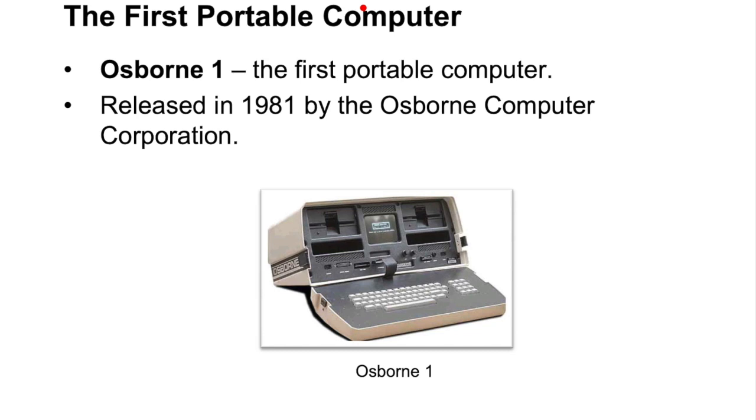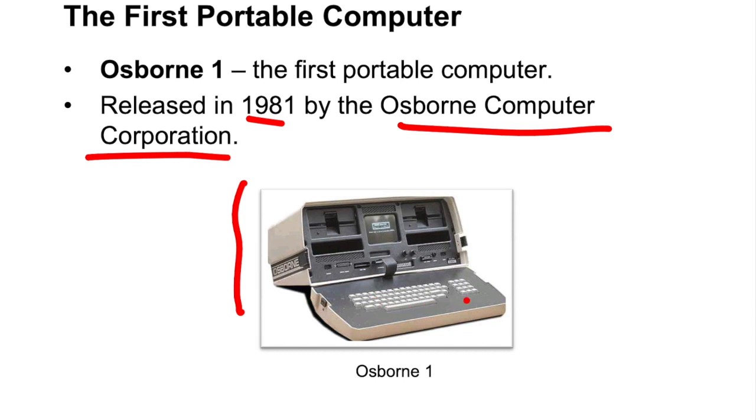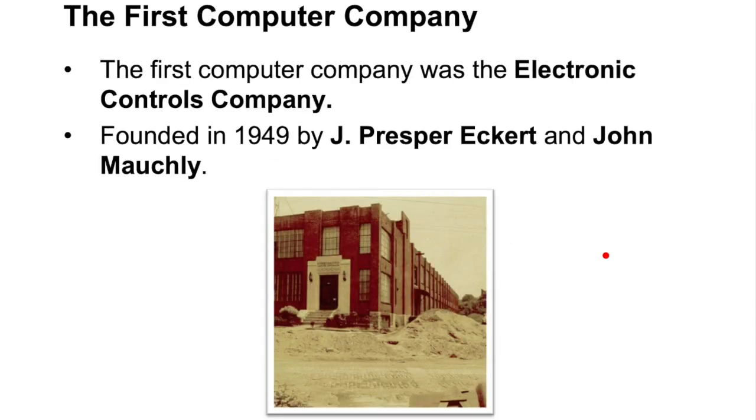So I will just quickly go through that. The first portable computer, in 1981, was the Osborne Computer Corporation's. You can see it's from 1981, and it's fairly simple, and you can say fairly portable compared to the other computers. The first computer company was Electronics Control Company, founded by J. Prosper Eckert and John Mauchly.